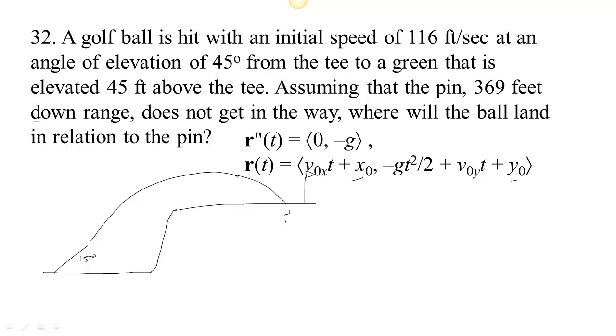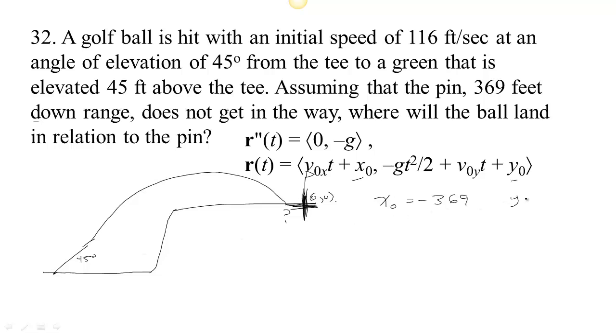Now what we could do is set things up in relation to the pin. That might be a good idea because it wants to know where the ball will land in relation to the pin. Maybe let's set things up here so that the pin is at the location 0, 0. That would mean that your initial x location, x naught, is minus 369 feet, right? So x naught is back over here.